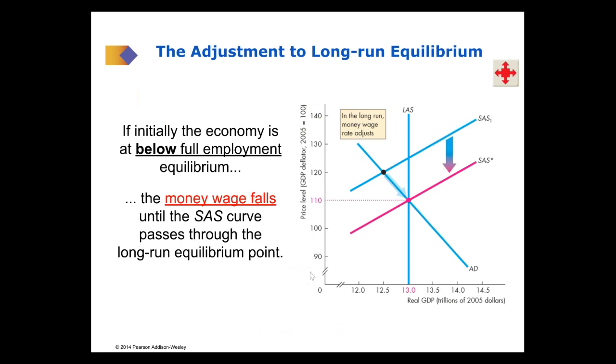Now, there can be adjustments to the long-run equilibrium. So we might initially be below full employment equilibrium. And in that case, the money wage rate falls, and it keeps falling until the short-run aggregate supply curve passes through the long-run equilibrium point. So if the short-run aggregate supply curve were here, we would be below full employment. We would have higher prices and be below full employment.